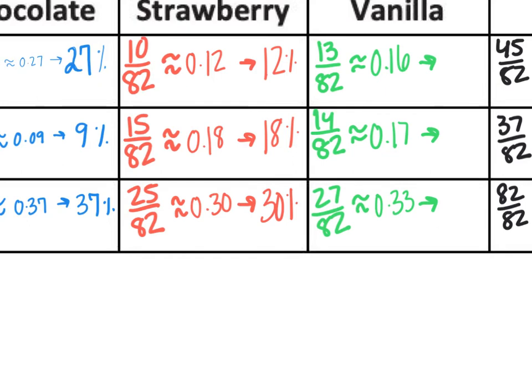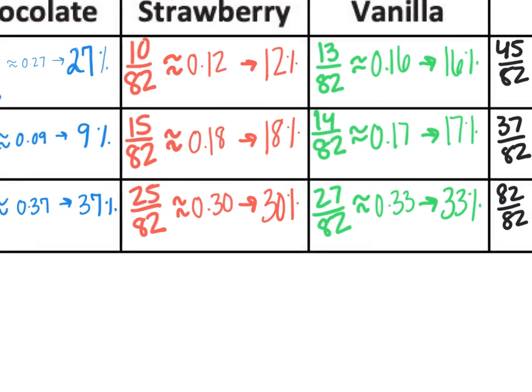All right, so for vanilla, I got 0.16 right here at top, which is the same as 16%. I got 0.17, which is the same as 17%. And then I got 0.33, which is the same as 33%. Okay, the last row, I'm going to do it completely with you.